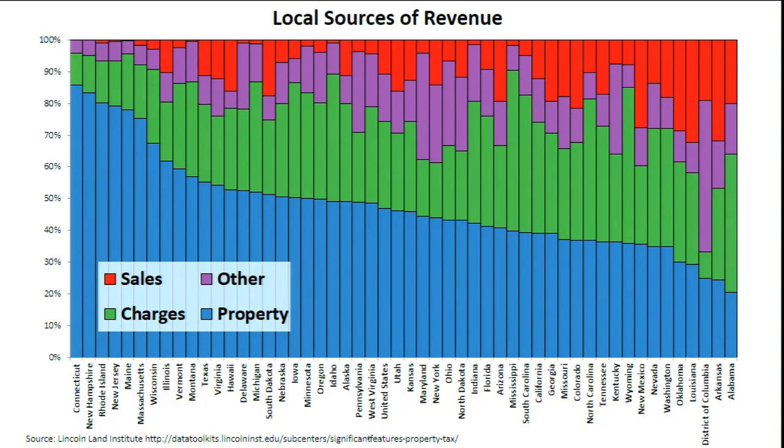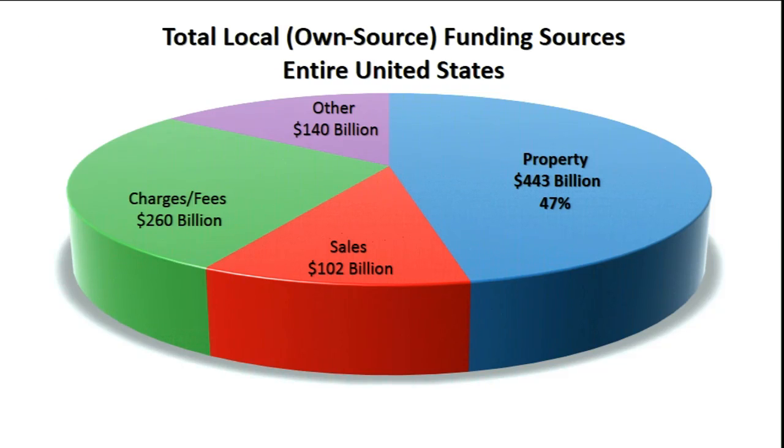If you look at local budgets all across the United States, property taxes are always an important piece of the puzzle, sometimes the important piece of the puzzle. And if you take all of the revenue generated locally by all the cities, counties, and schools, local governments in the country, about half of it comes from property tax.